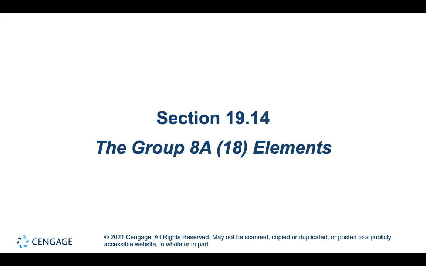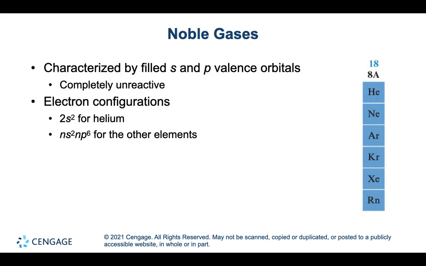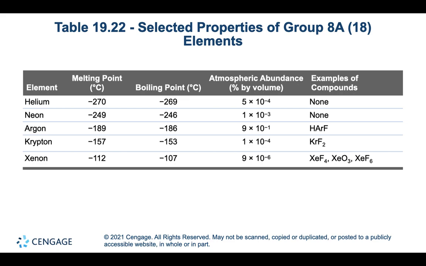And finally, we're into our group 8 elements, the noble gases. So these have filled s and p valence orbitals, unreactive. Only some very few compounds can be made with these elements. s2 for helium, s2p6 for all the other elements.